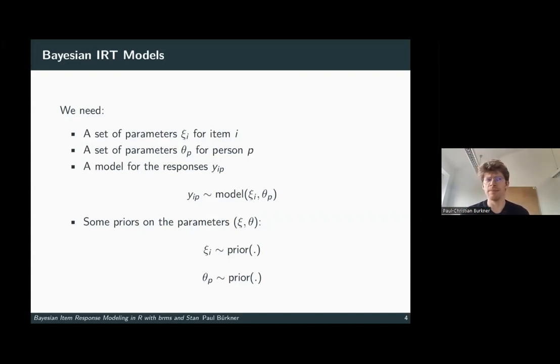So there's not really much to newly learn if you already know IRT and for some reason want to do Bayesian IRT, for example, because your classical IRT models end up not converging, or there are some other problems.